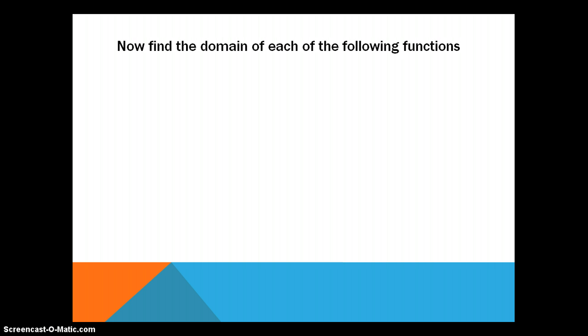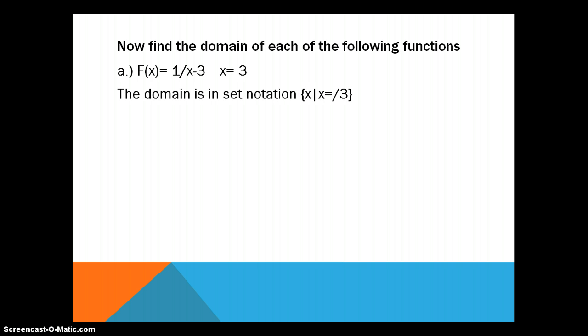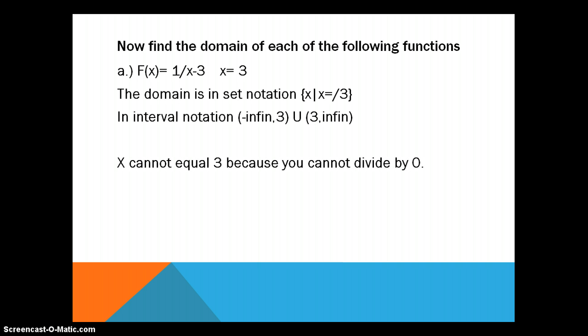Now we find the domain of each of the following functions. f of x equals 1 divided by x minus 3, x not equal to 3. The domain in set notation is x such that x does not equal 3. In interval notation, quantity negative infinity to 3, and quantity 3 to infinity. x cannot equal 3 because you cannot divide by 0.